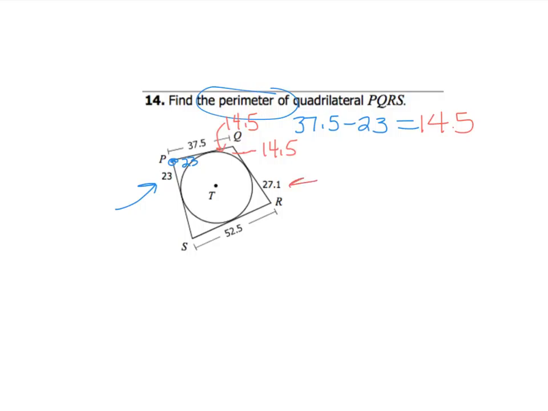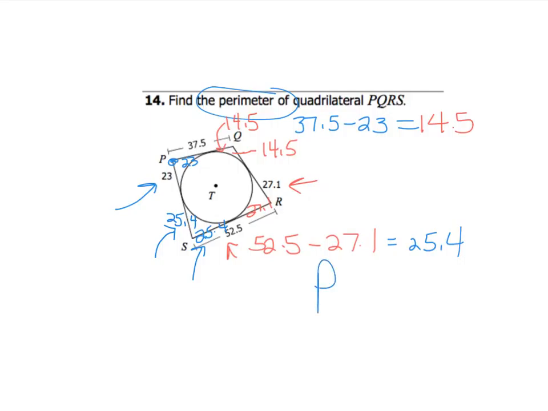And if this one right here is 27.1, then this one right here is also 27.1. So what I'm going to do is take 52.5 and subtract 27.1. And I get 25.4. So this little piece in here is 25.4, and the tangent right next to it is also 25.4. So now we can add them all up together and see what we get. And when we do that, we get the perimeter is equal to 180 units.